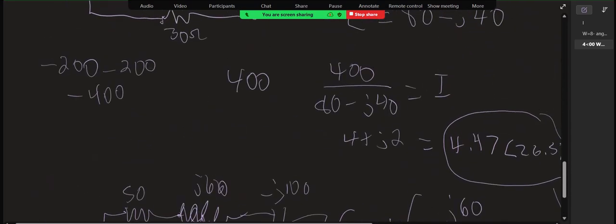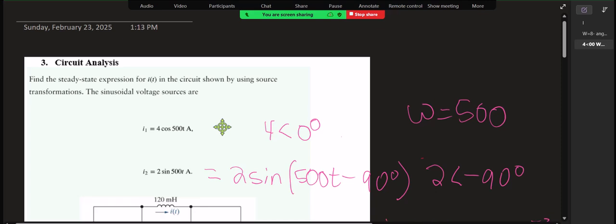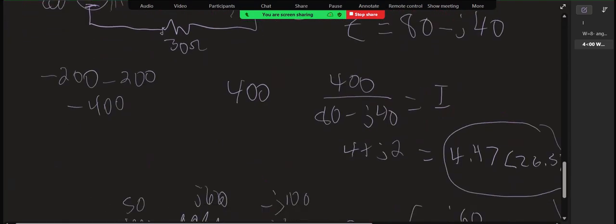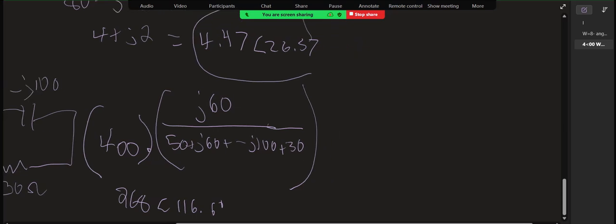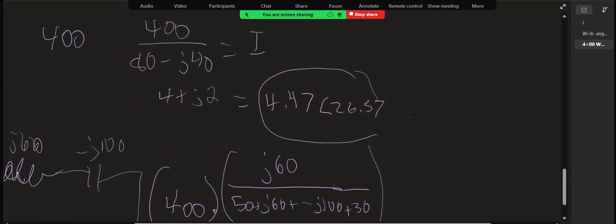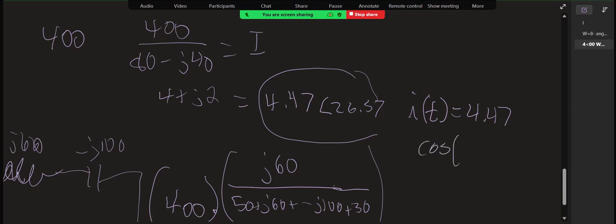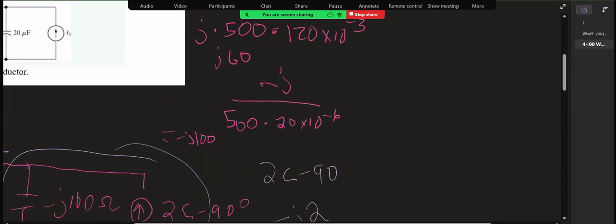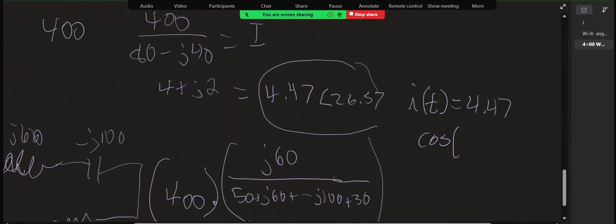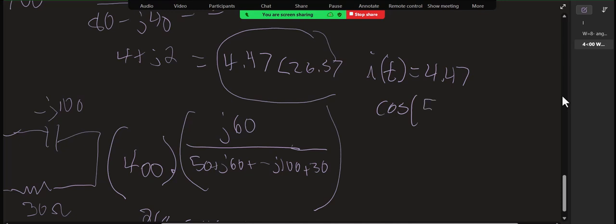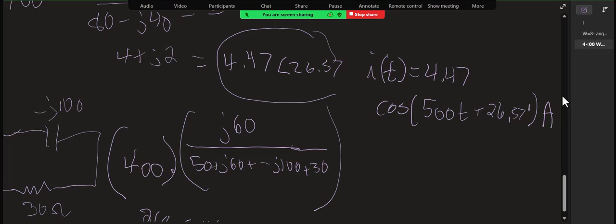Now, the problem originally said to find the steady state expression for i of t, and I just found it as a phasor. So I didn't actually finish the current part of the question. So to put it in the time domain, i of t would equal 4.47 cosine, and then our omega is 500, 500t plus 26.57 degrees amps.